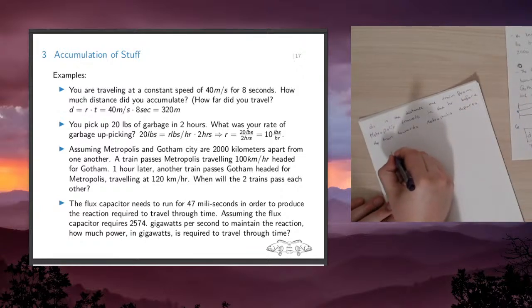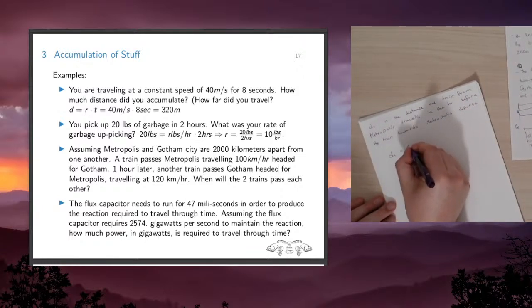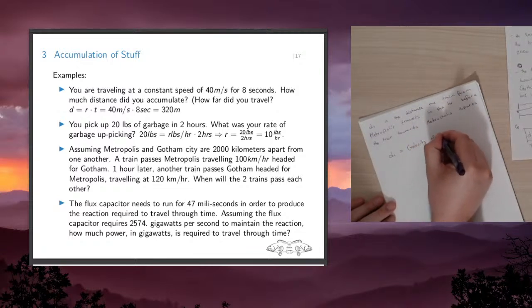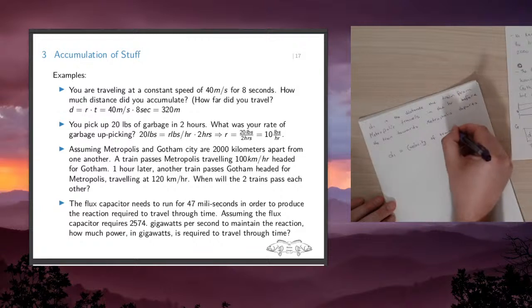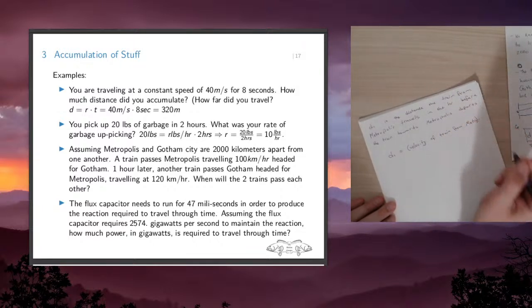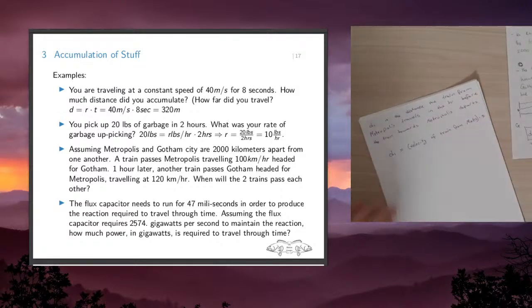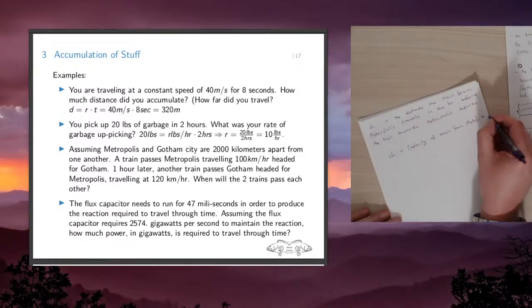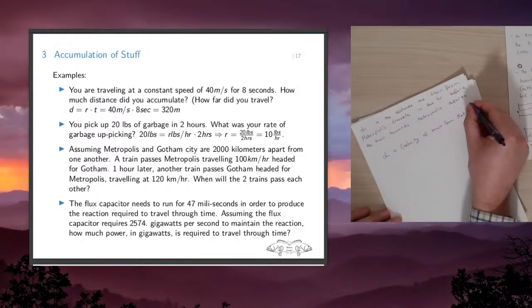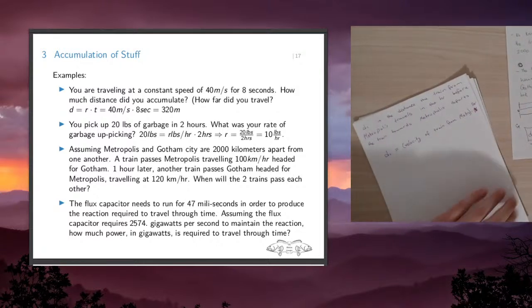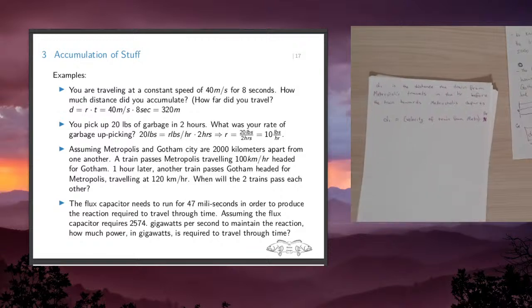So d1 is going to be equal to the velocity of the train from Metropolis, right? So that's whatever that rate is times the amount of time. Well, but the time is just one, right? I mean, it's just 1 hour. I don't even want to write a whole separate line for that. It seems silly.